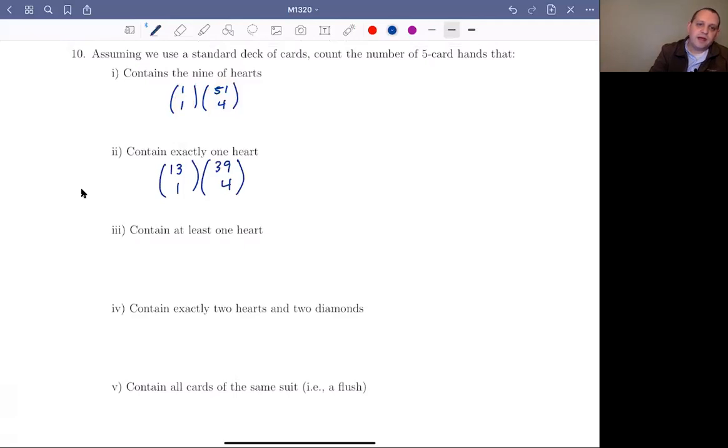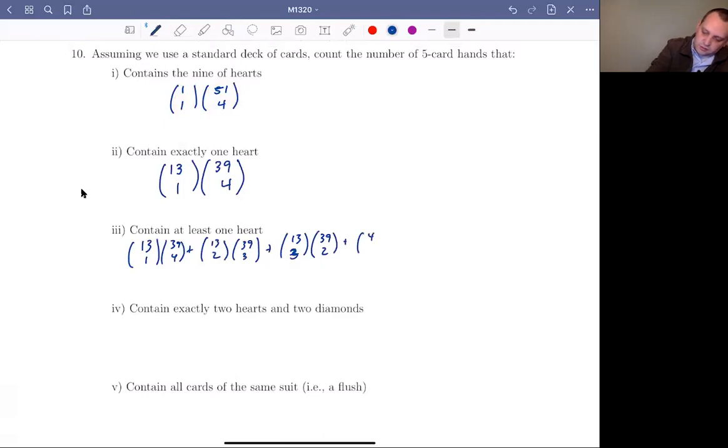On the other hand, what if we want to count the number of 5-card hands that contain at least 1 heart? And there's a few different ways to do this. You could count the number of ways that have exactly 1 heart, plus the number of ways that have exactly 2 hearts, plus the number of ways that have exactly 3 hearts. So that's 3 hearts and 2 non-hearts, plus 4 hearts and 1 non-heart, plus 5 hearts and 0 non-hearts. That's one way that you can do it, and that's kind of the long way.